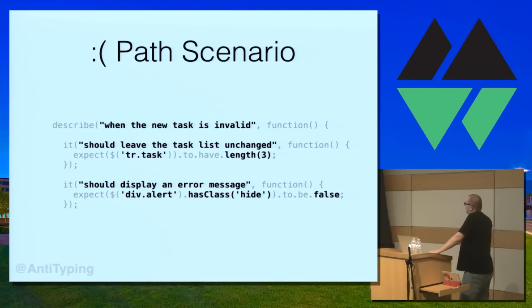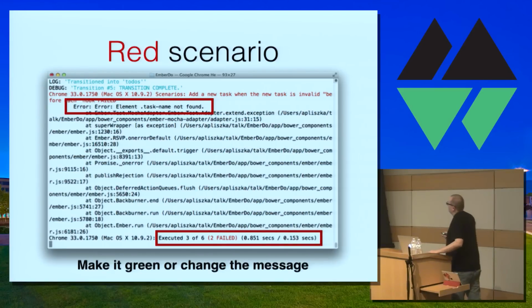So when we add a task with no name, it should not add any tasks to the list, and it should also display the message. So when we run the test, when you look at the test, it's actually failing, right? It's failing because it cannot find the task name.